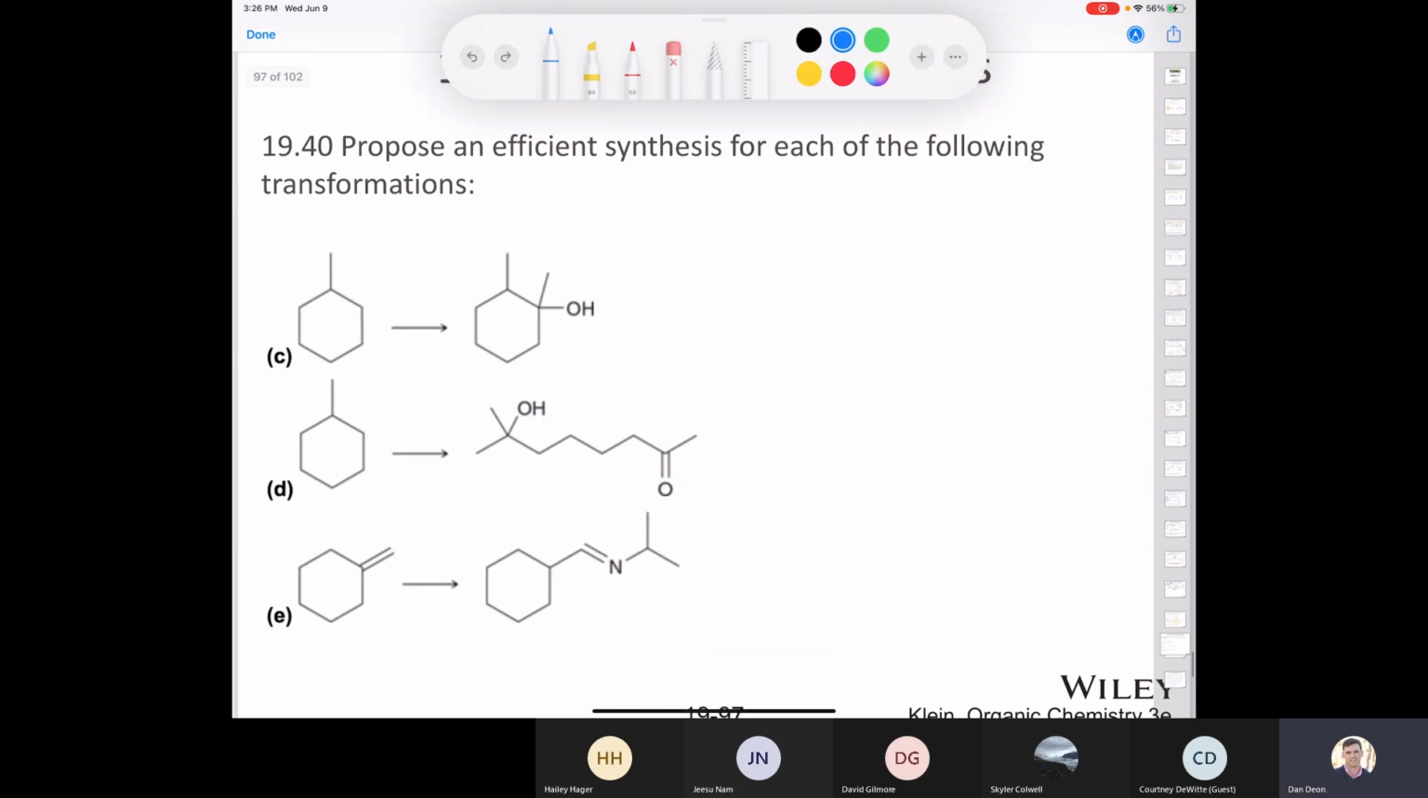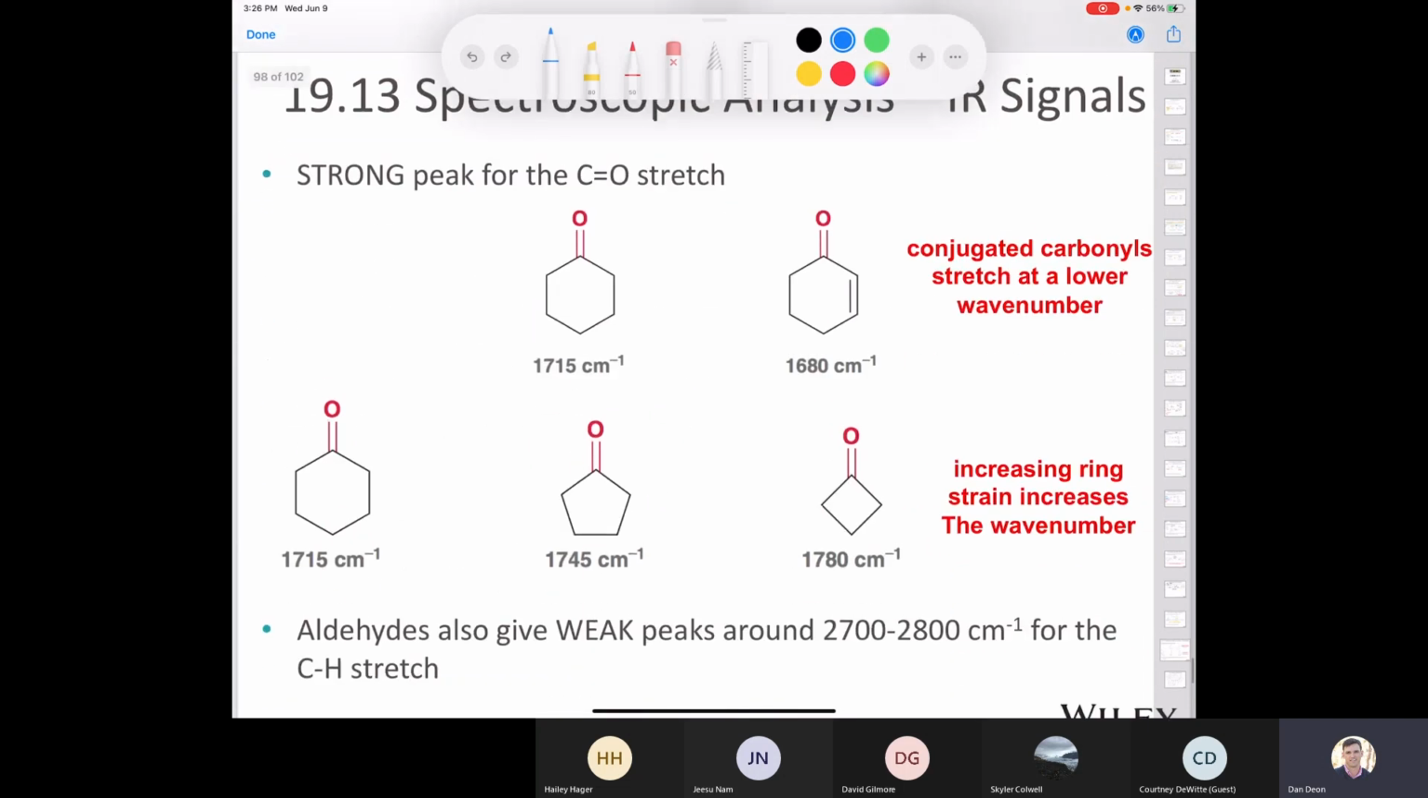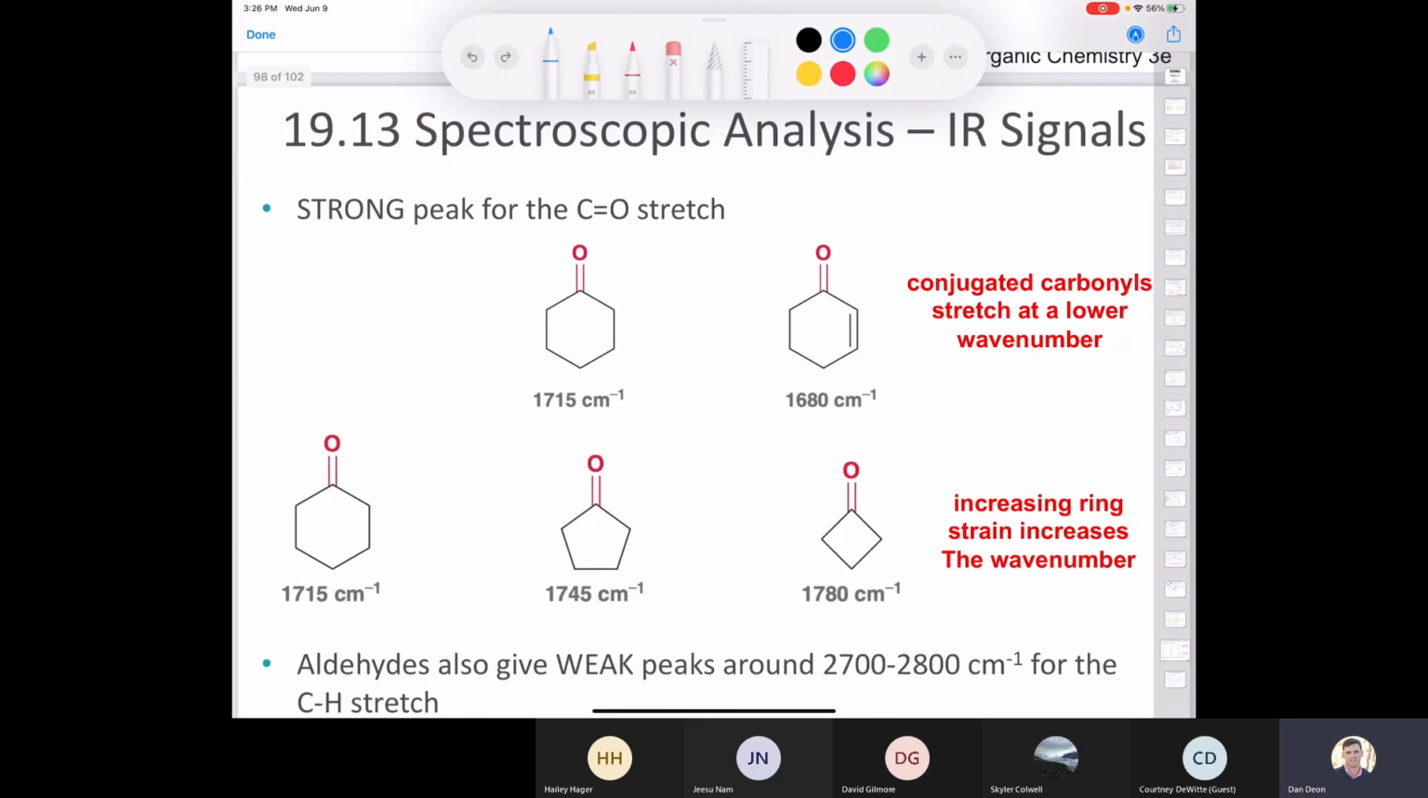We're going to come back to this question in a few minutes about some synthesis problems. However, I want to take a quick peek at the section on spectroscopy. We shouldn't just throw spectroscopy in the trash after organic chemistry 1. It still plays a pivotal role in organic chemistry 2. So, a couple of things that you should remember. Right off, if you have a conjugated carbonyl, it's going to have a lower absorption. So it's going to absorb a lower frequency of electromagnetic radiation because the bond is weakened.